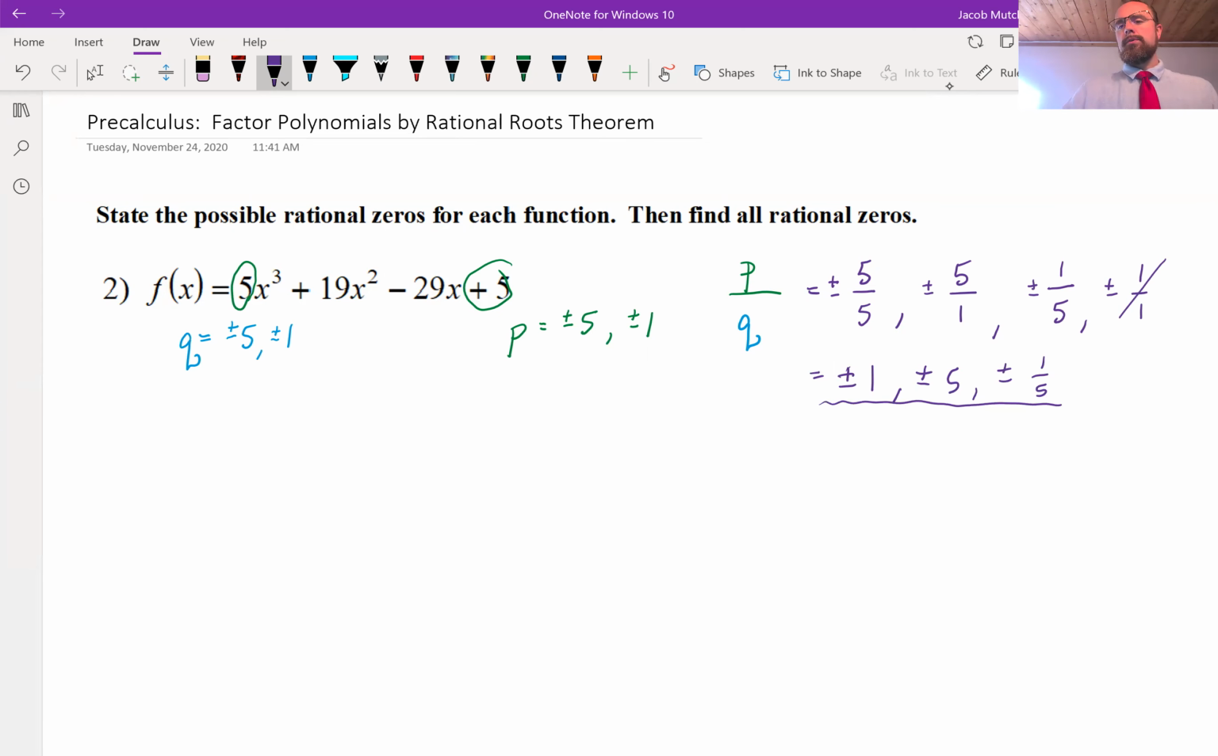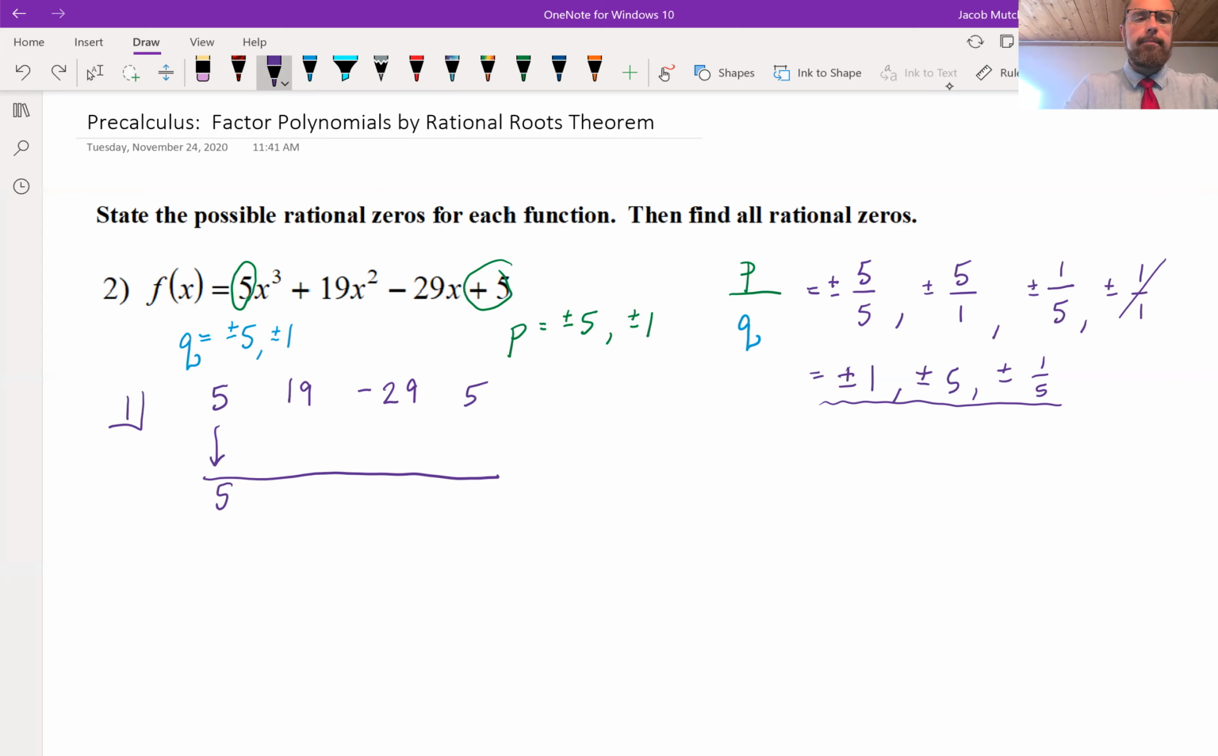I always start with the first one in the list. So I've got positive 1 there. So I'm going to set up my division with a 1 in the corner, and then I'm going to record the coefficients. So 5 is x cubed, 19 is the coefficient on x squared, negative 29 is the linear coefficient, and 5 is the constant term. Now I'm going to start the process. I'll carry down the 5. I'm looking to see if this comes out to 0 at the end. If it does, then I know I have one of my rational roots. If it doesn't, I need to keep looking.